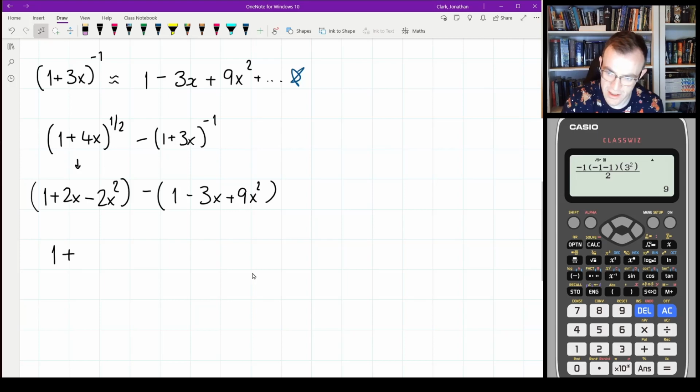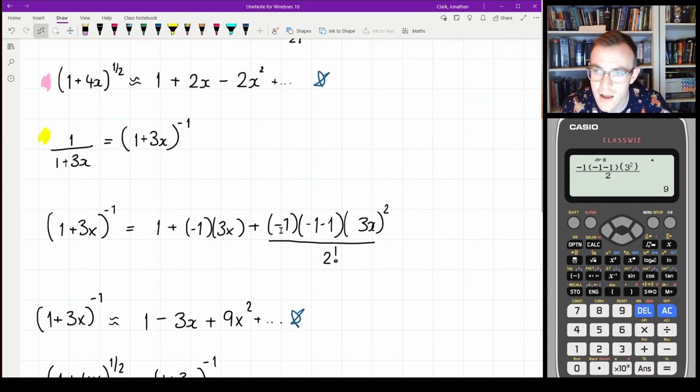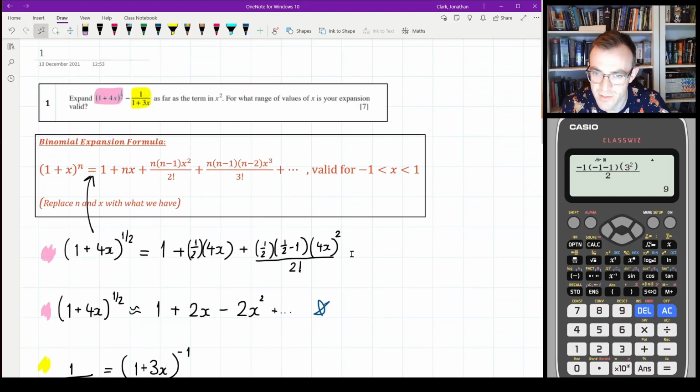So let's tidy this up. Change the signs of what's in the second bracket. And try and tidy this up. So the ones are going to cancel. X terms, 2x plus 3x is going to work out as 5x. And the other numbers are going to work out as minus 11x squared. So there is the statement. That is the expansion complete.